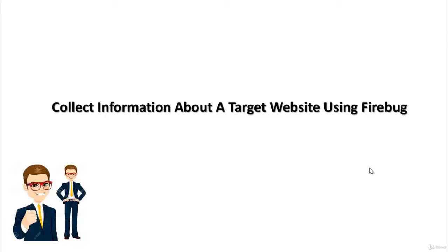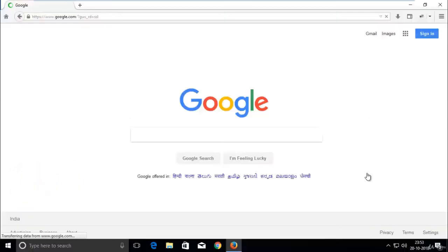Collect information about a target website using Firebug. Open Firefox and open google.com in it and search get Firebug.